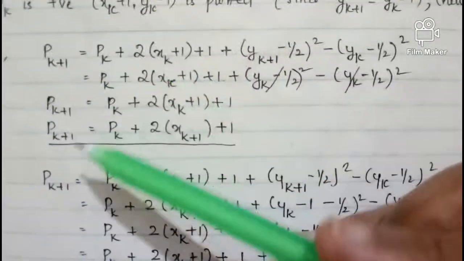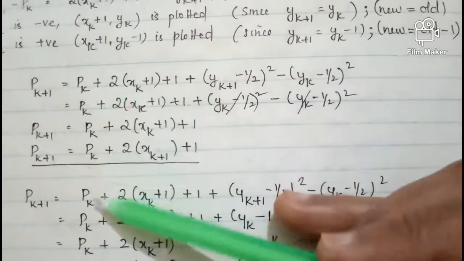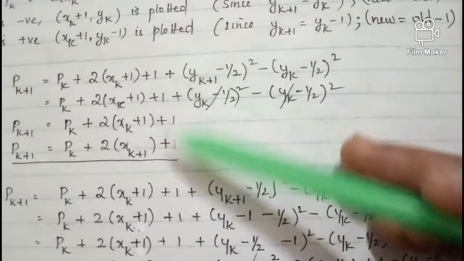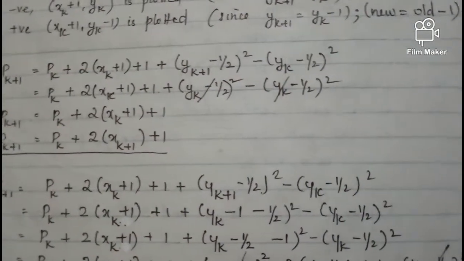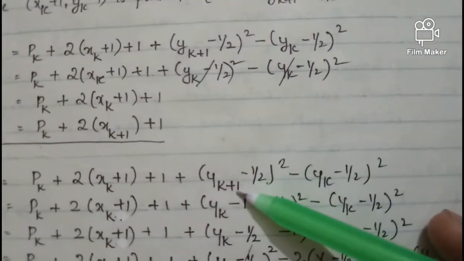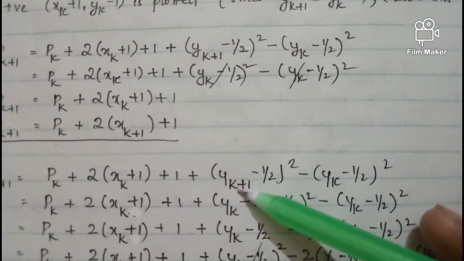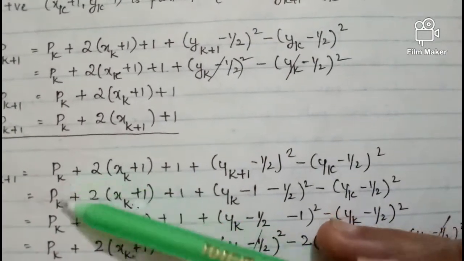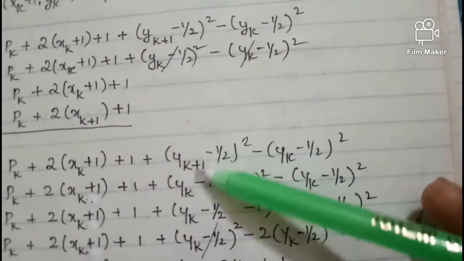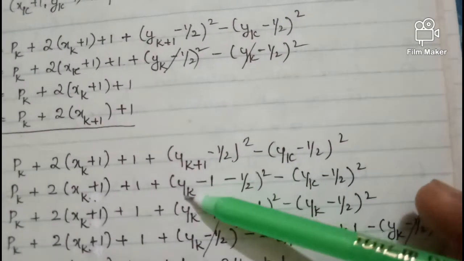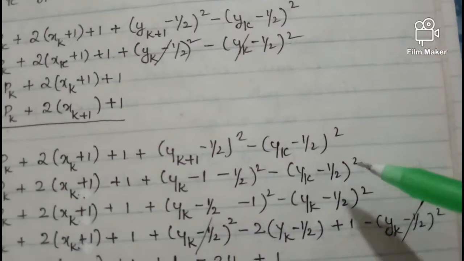Now I am going to find the value of pk plus 1 when pk is positive. Pk plus 1 is equal to pk plus 2 times xk plus 1 plus 1 yk plus 1 minus half the whole square minus yk minus half the whole square. In this equation, next value of y will become yk minus half when pk is positive. So pk plus this value plus next value of y will become yk minus 1 minus half the whole square minus yk minus half the whole square.